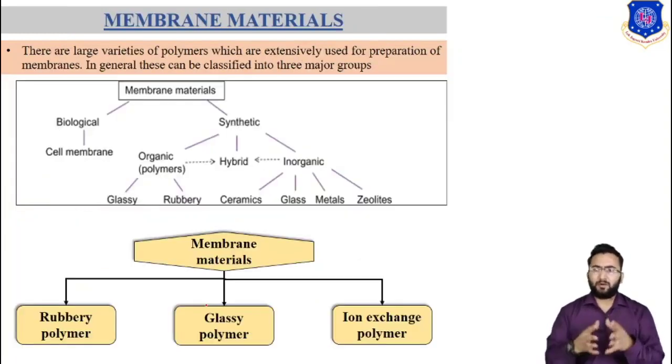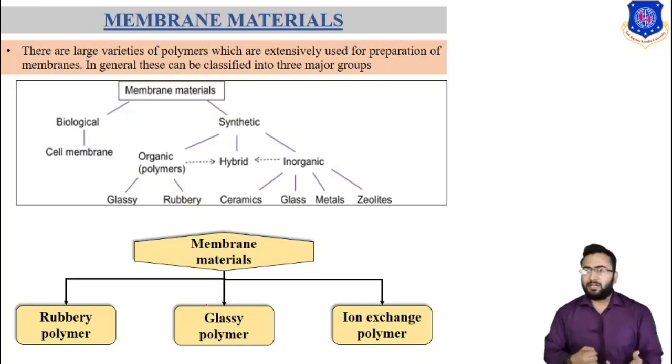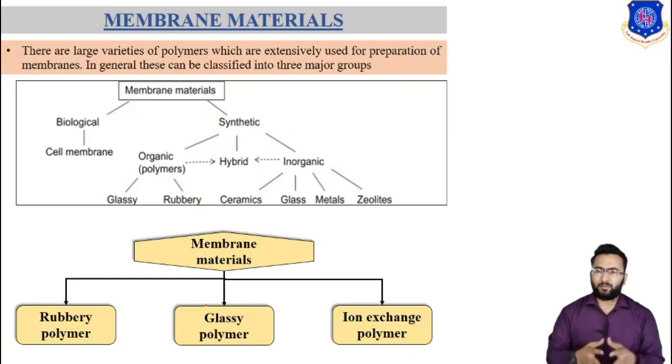Now let's discuss various types of membrane material. There is a large variety of membrane polymers which are extensively used for the preparation of membranes. They may be classified as biological membrane and synthetic membrane. We know that biological membrane is contained in the human body or any living organism, such as a cell membrane, whereas in synthetic membrane there are mainly two types: polymeric membrane and inorganic membrane, or hybrid membrane, which is also known as ion exchange membrane.